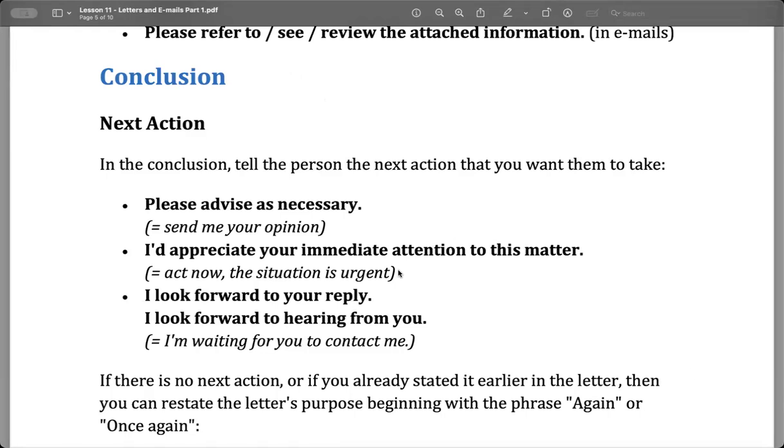If there's no next action, or if you already stated it earlier in the letter, then you can restate the letter's purpose beginning with the phrase again or once again.